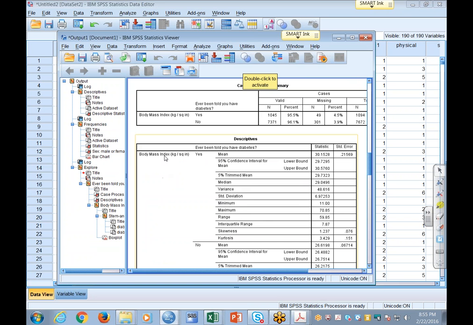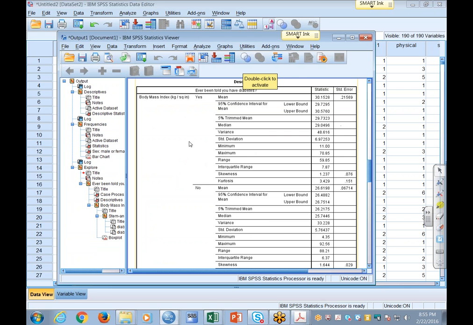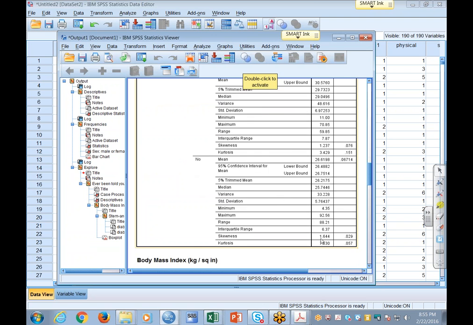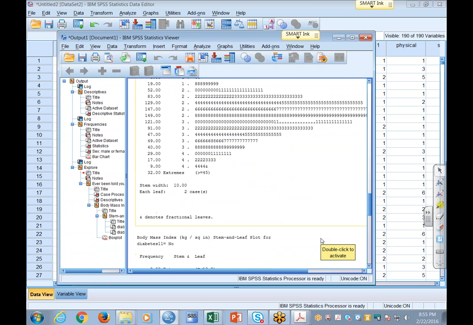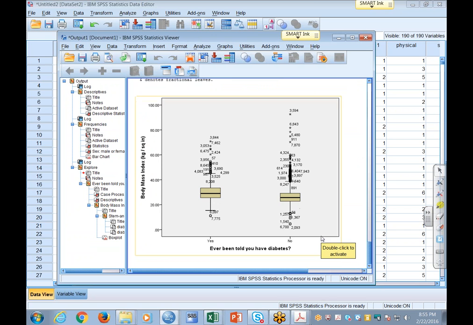So this is body mass index. Have you ever been told you have diabetes? Yes. Mean body mass index for people that have been told they have diabetes is 30.15. The mean body mass index for people who have not been told they have diabetes is 28.8. Quite a difference. But it also gives you all these other statistics for each of these two groups, and it gives it to you side by side. It also gives you a histogram and a box plot for these.